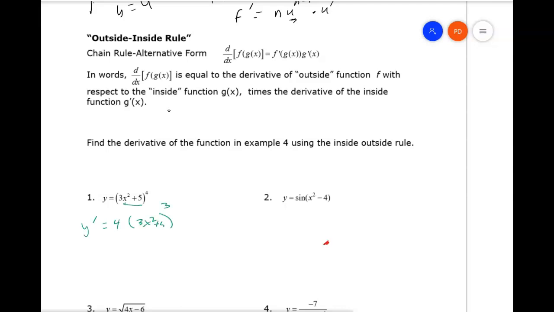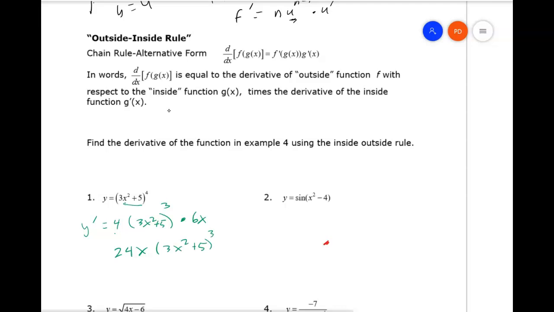The big mistake students make here is they put the derivative of 3x squared plus 5 inside. Don't do that. That goes on the outside. The derivative of 3x squared plus 5 is 6x. Hopefully that's like second nature by now, derivatives of polynomials. And then 4 times 6x becomes 24x times (3x squared plus 5) cubed.